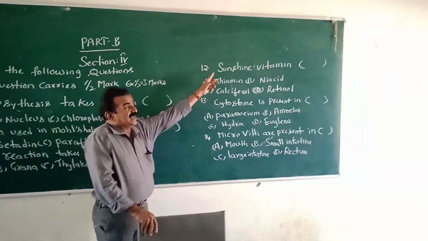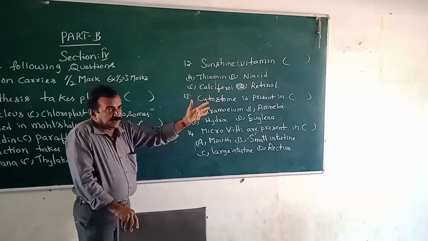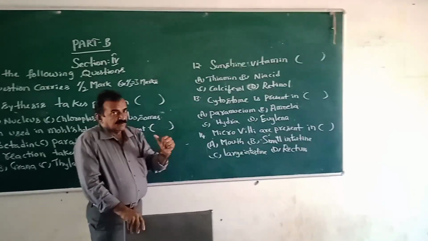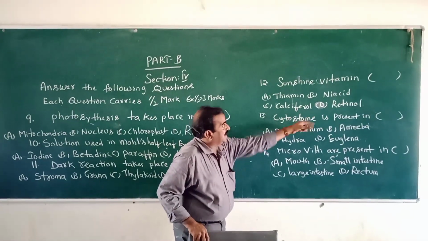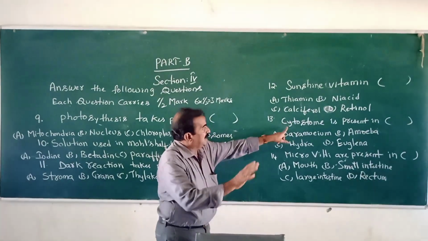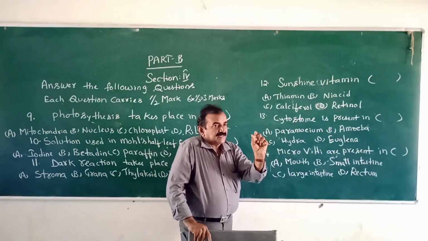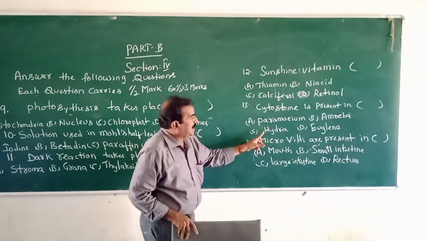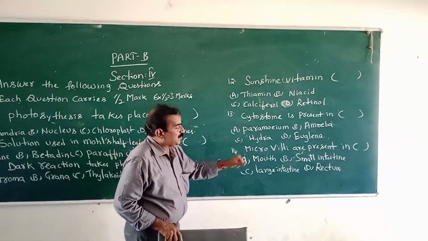And page number 19: sunshine vitamin. When you stand in the sun, you are getting vitamin from the sun. Options: thiamine, niacin, calciferol, retinol. Which vitamin is the sunshine vitamin? Calciferol. And the cytosome is present in. The cytosome is a small opening, an aperture, present in paramecium but not in amoeba. Options: paramecium, amoeba, hydra, euglena. The answer is paramecium.